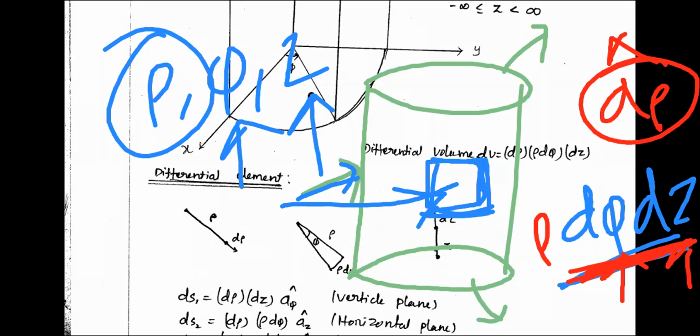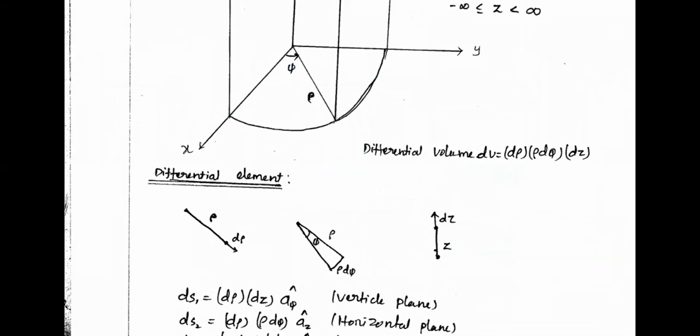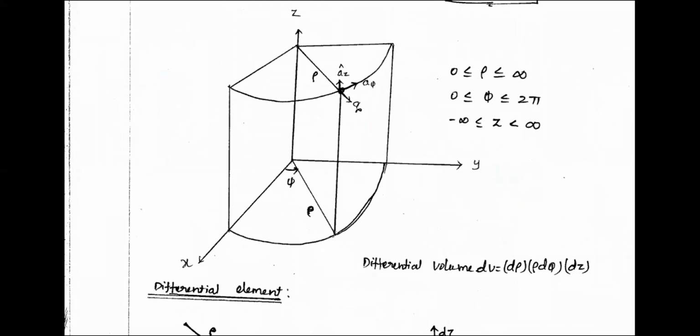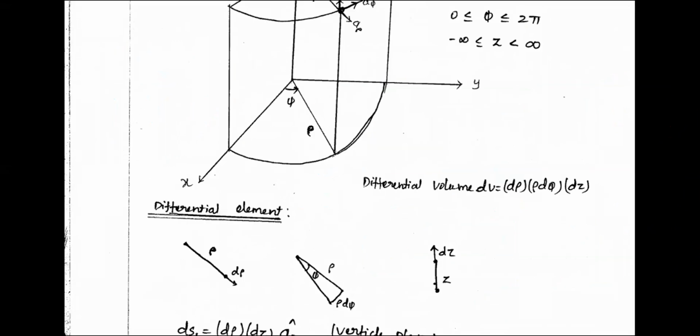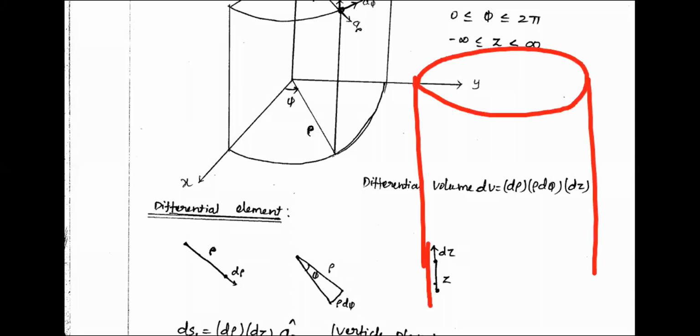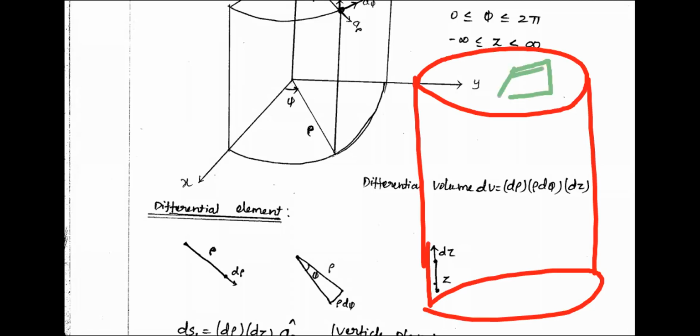Now what is another plane, sir? Can I take a plane like this? Please wait a bit. Suppose this is the cylinder. Can I take a plane in the upper surface? This is also a surface. In the upper surface also, I can take some small surface.